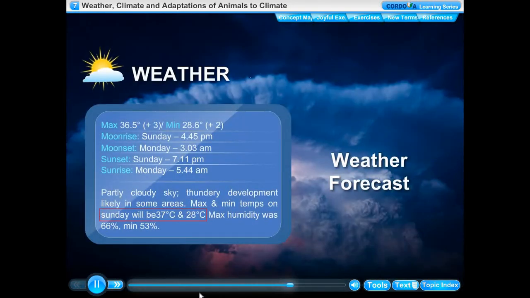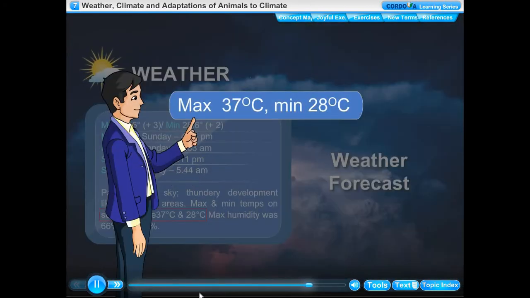Weather forecast. The forecast of weather for the day, Sunday in this case, tells us that partly cloudy sky, which means it may rain. Thundery development is likely in some areas. The maximum and minimum temperature predicted for the day is 37 degrees Celsius and 28 degrees Celsius.